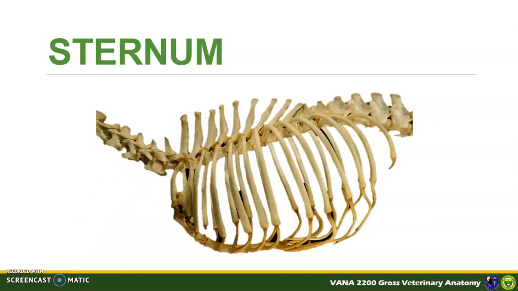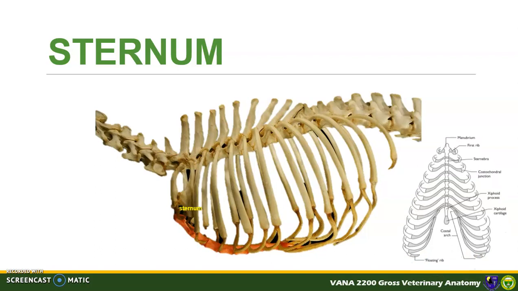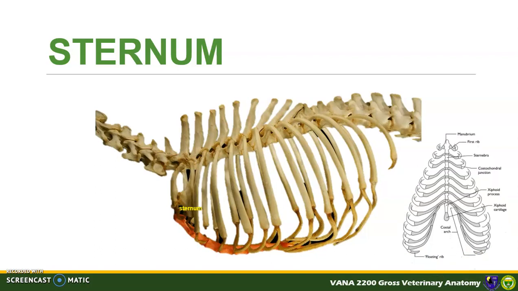The sternum forms the ventrum of the bony thorax and gives attachment to the costal cartilages of the ribs, as well as providing a bony origin for the pectoral muscles. The sternum consists of 8 individual bones called sternebrae that tend to fuse as age advances.